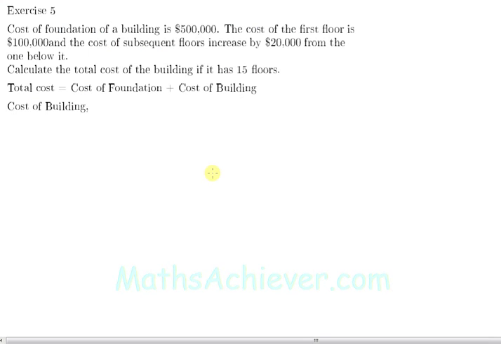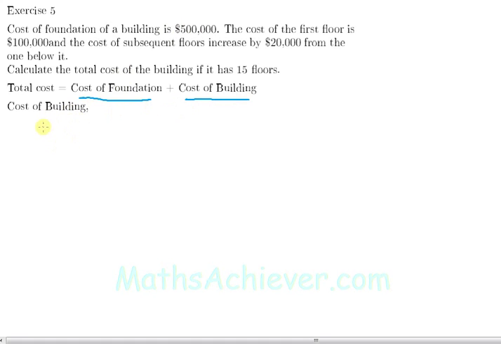Let's take a look at the next exercise, exercise 5. The cost of foundation of a building is 500,000. The cost of the first floor is 100,000 and the cost of subsequent floors increases by 20,000 from the one below it. Calculate the total cost of the building if it has 15 floors. Now we know that the total cost would be the cost of the foundation as well as the cost of the building. The cost of the foundation we already know is 500,000 here. What is the cost of the building then?